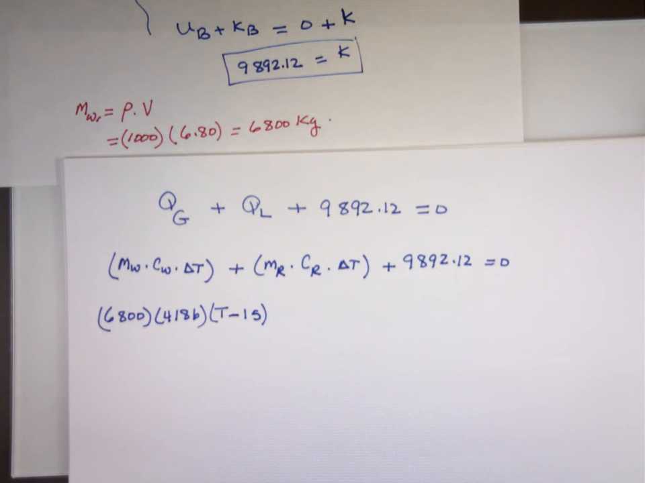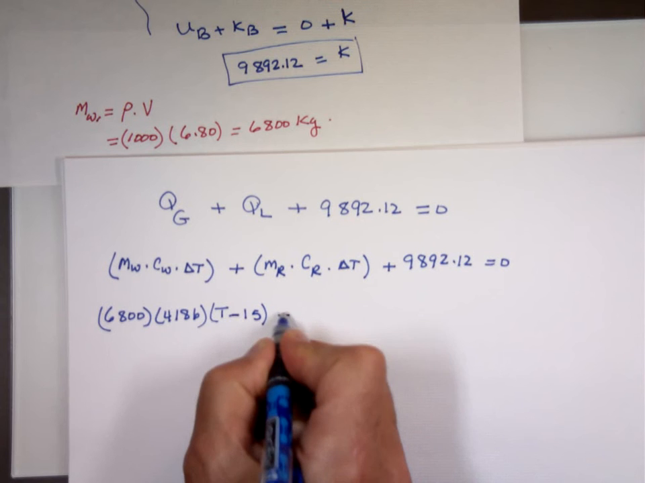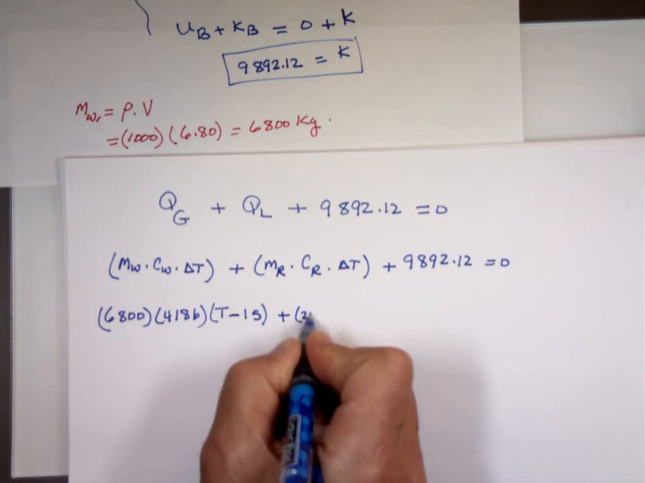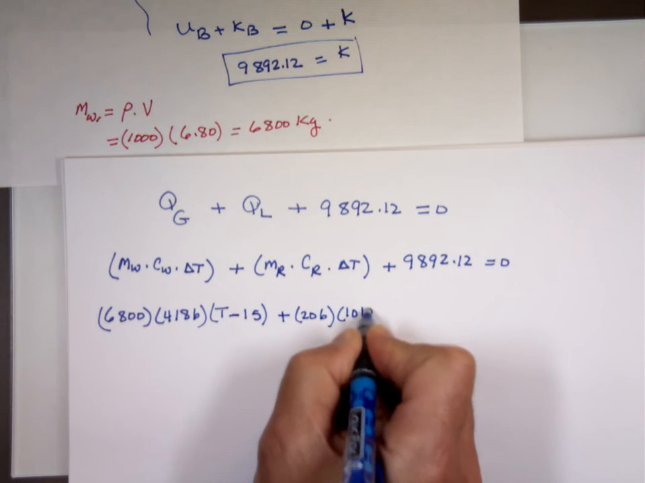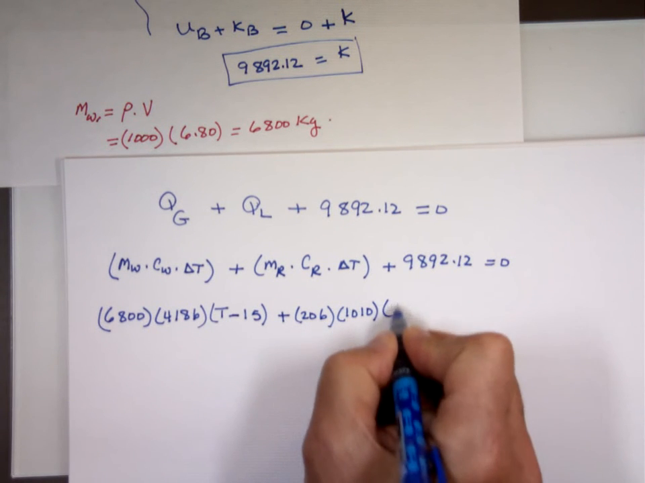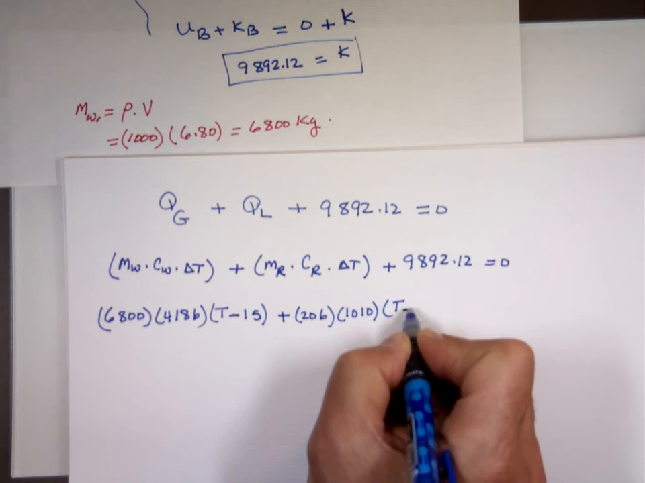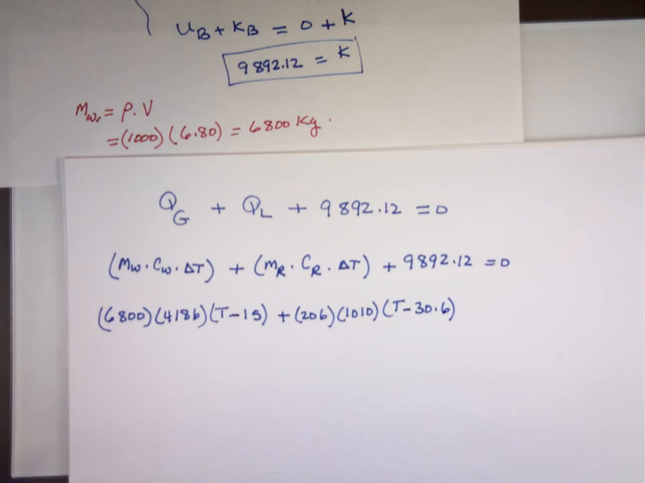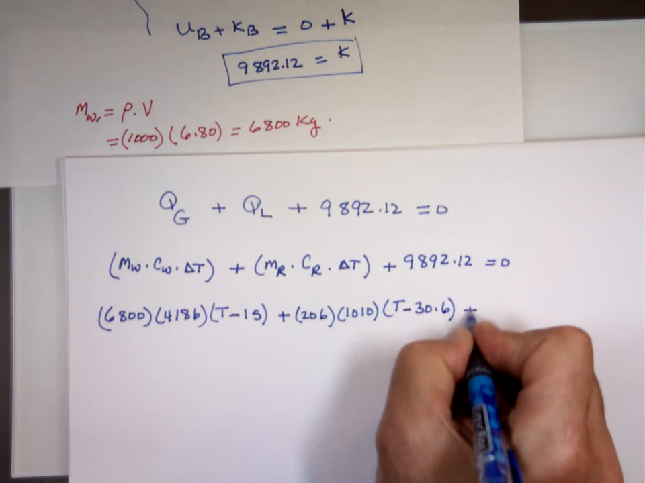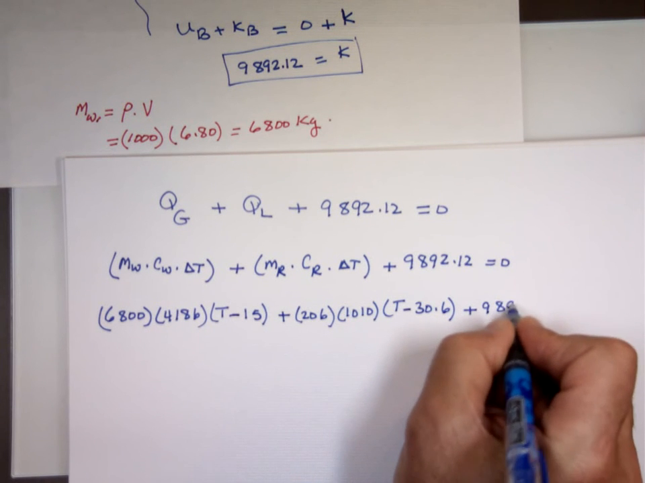Mass of the rock. The rock is what? 206. C of the rock, it says assume it's 1010. Final minus initial. The initial of the rock was what? 30.6. Plus 9892 equals 0. I'm dropping the 0.12.